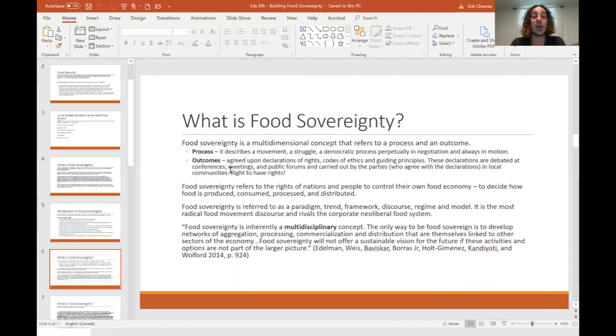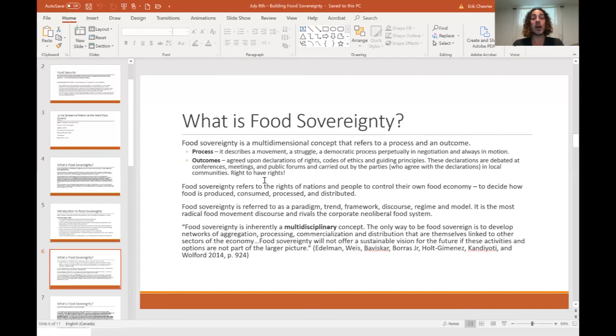So food sovereignty talks about outcomes, but basically in order to even discuss food sovereignty, people need to have the right to have rights, because you can't even have food sovereign rights if you don't have the ability to actually have rights in the first place. So food sovereignty is not just about food reform, but it's actually reforming people's ability to participate in local politics and local economy as well.